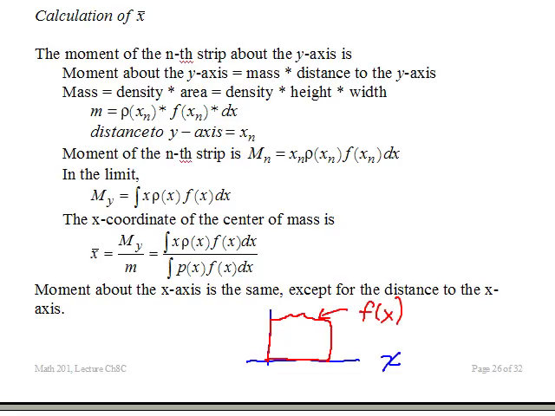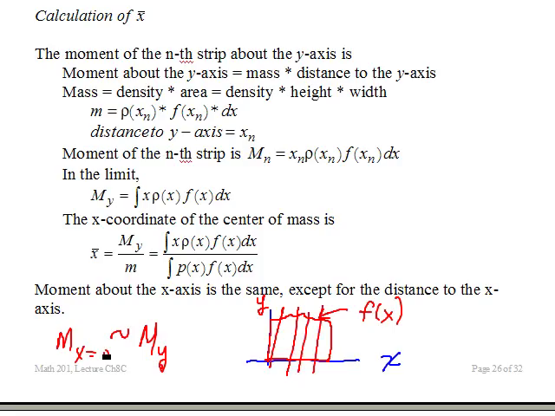Now, what I'm looking for is the moment about the y-axis. This is similar to the one-dimensional problem when I was looking for the moment about x equals 0. It's similar to the moment about the y. The y down here means the y-axis. So what I've done is the usual, dividing it up into little strips.